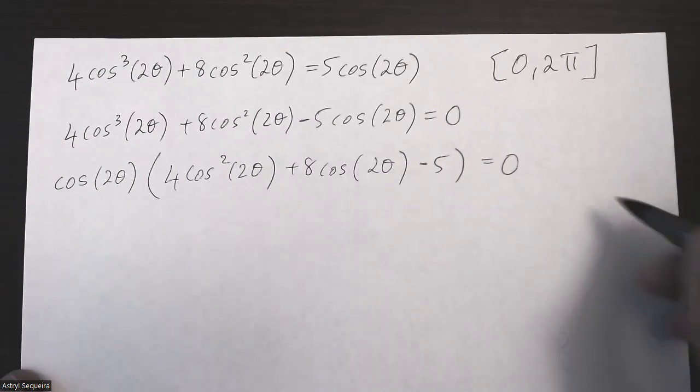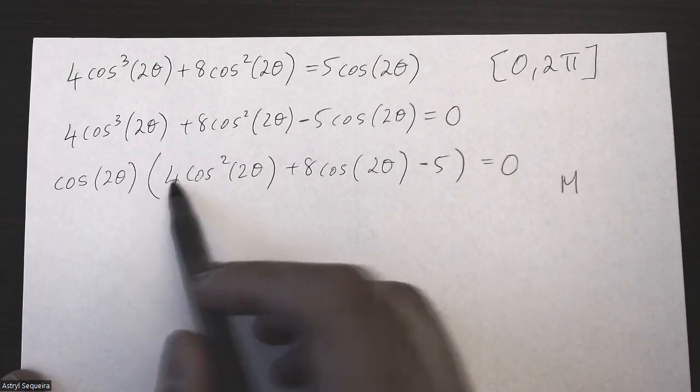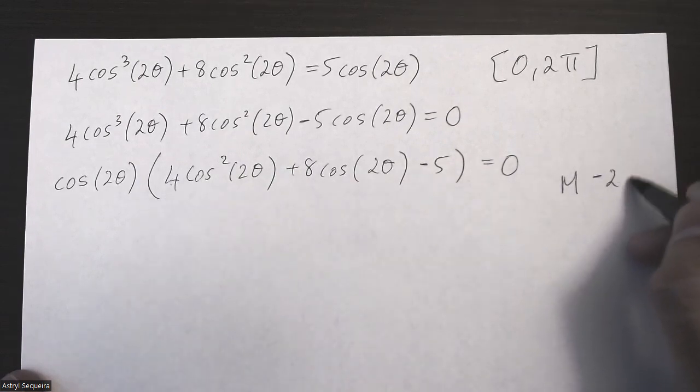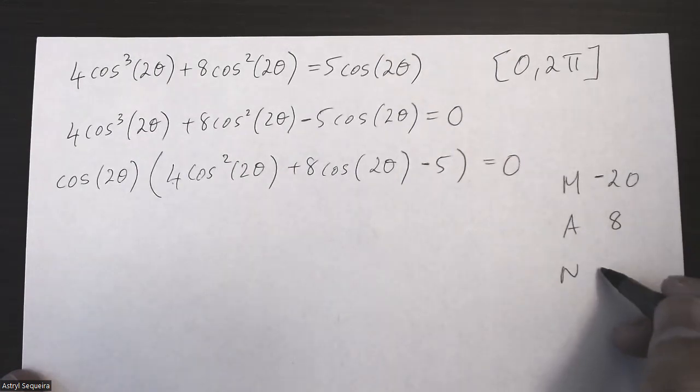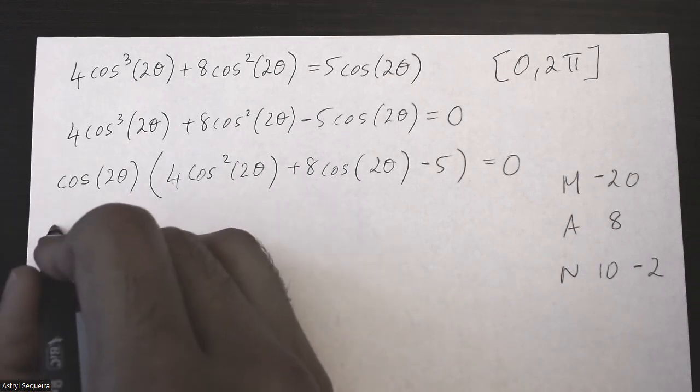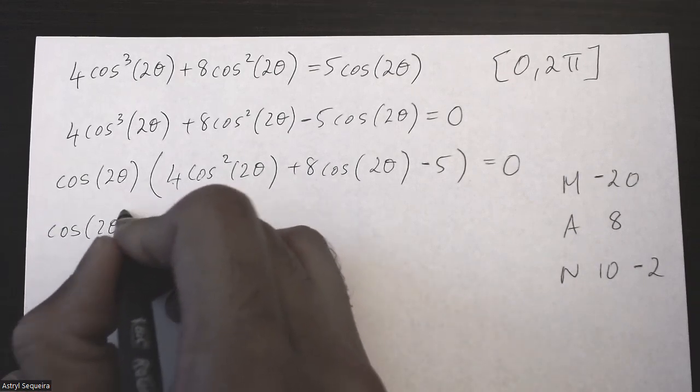Again, this is a complex trinomial, so I'll factor using the product-sum method. 4 times negative 5 is negative 20. My addition is positive 8. My two numbers are positive 10 and negative 2. So I have cos 2 theta out here.